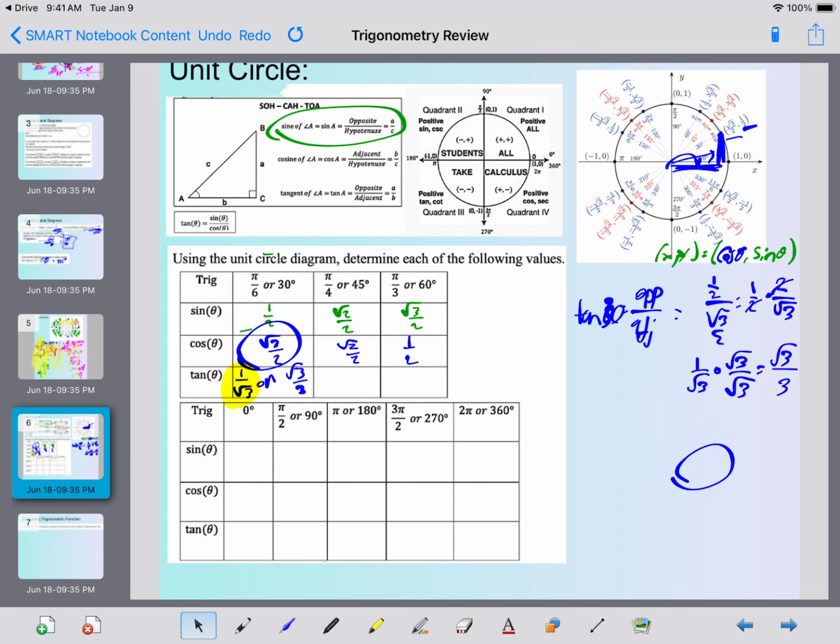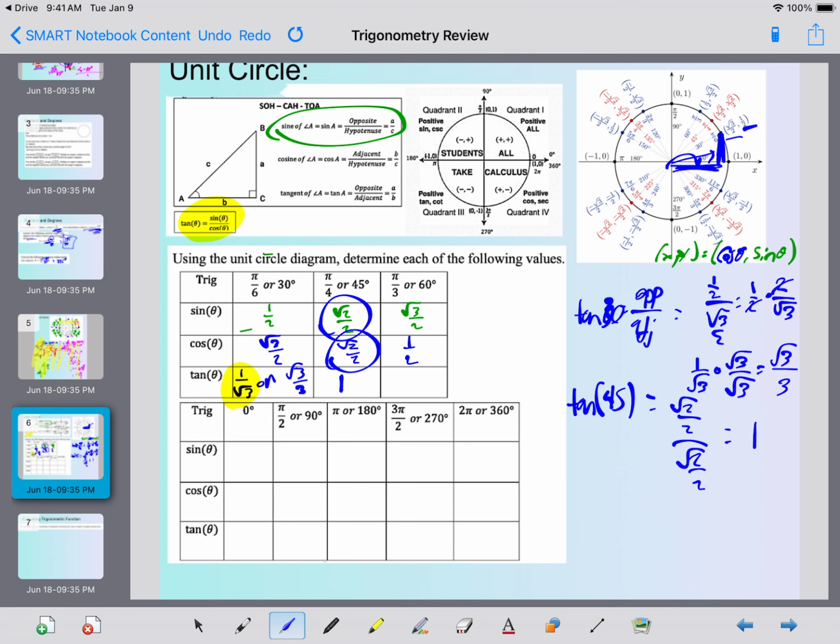You'll see why I think it's an okay idea to memorize it as 1 over radical 3 in a second. Again, now you know that tangent is just sine over cosine. So we already have sine of 45. We already have cosine of 45. So tangent of 45 would be radical 2 over 2 over radical 2 over 2. What's anything divided by itself? Oh, that's 1, right?